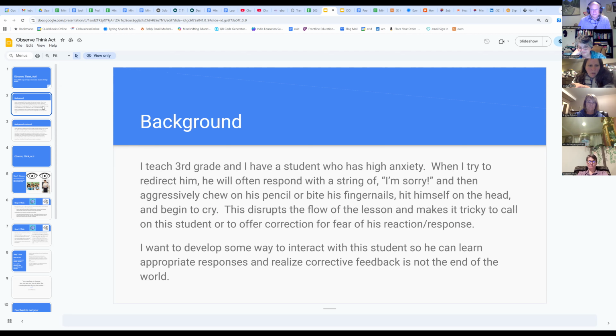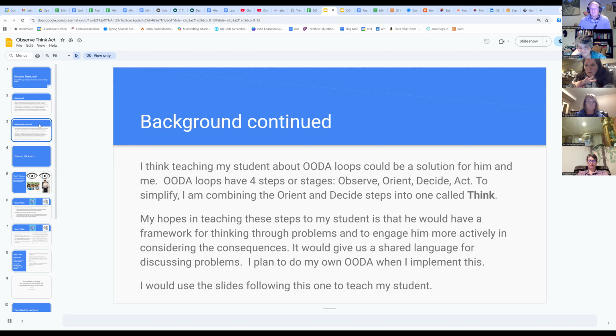If you keep going, my one change is that instead of having the four stages, I changed the middle stage, Orient and Decide, into a Think. So just one stage.